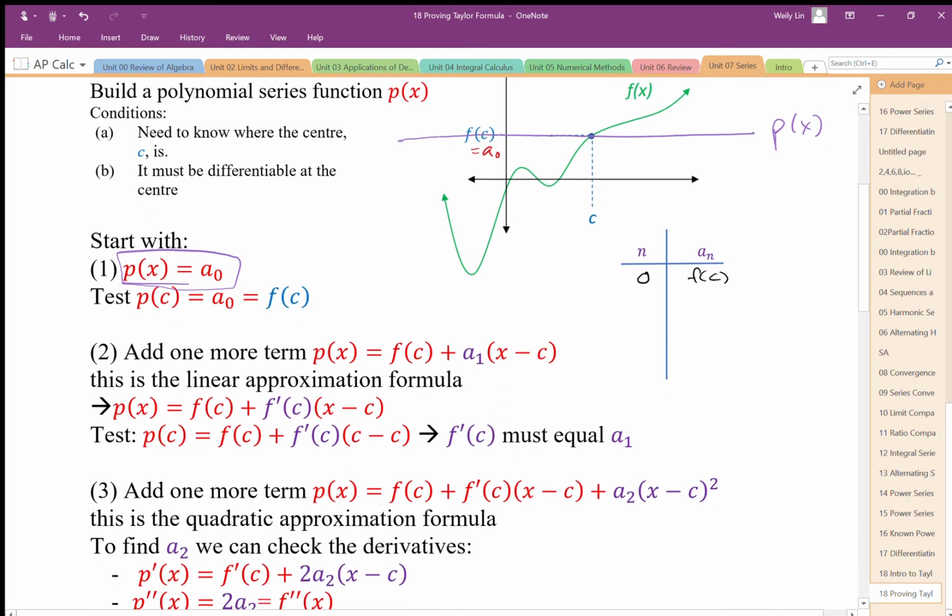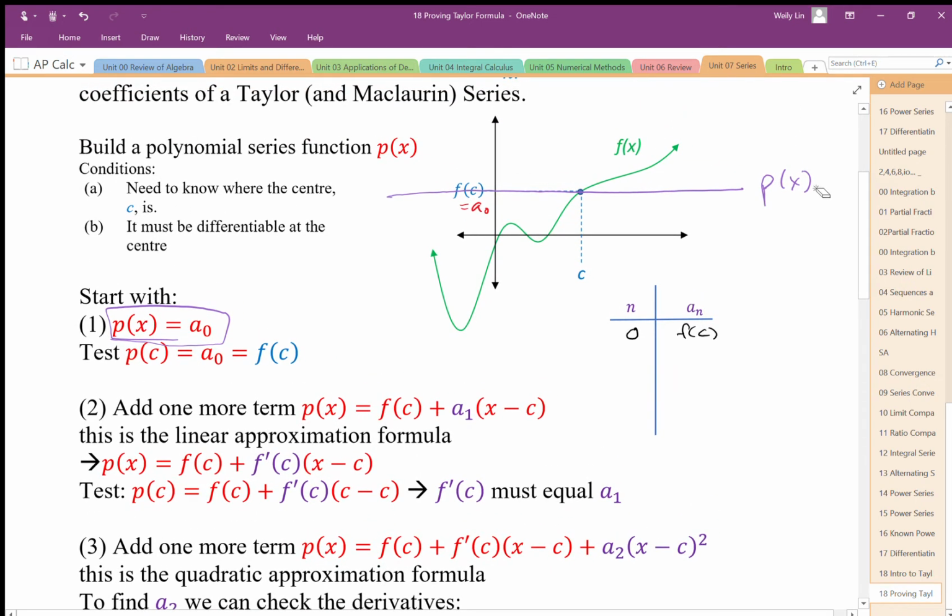Okay, we want a better approximation, so we're going to get rid of that and add one more term to this polynomial series. We start with our f of c and add the next term, a1 times x minus c, where c is the center. We don't really know what a1 is, so we're going to figure that out. What we've built is a linear function that approximates that curve, and it looks like this.